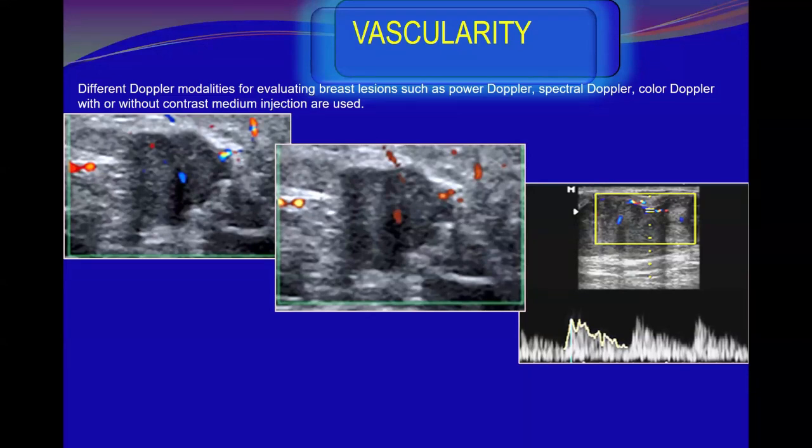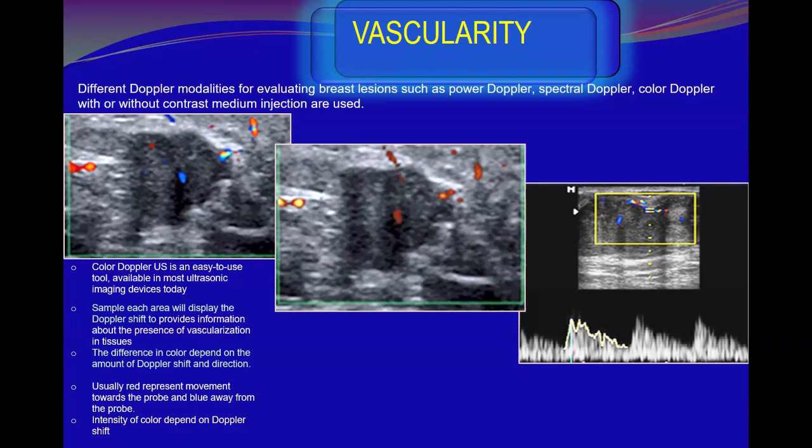We will not talk about technique; we will only touch on some relevant information related to technique, but we will concentrate on the uses and patterns of Doppler in the breast. Different Doppler modalities are used in evaluation of breast lesions, including color Doppler, power Doppler, and spectral Doppler. As you know, color Doppler is an easy-to-use tool available in most ultrasound machines.